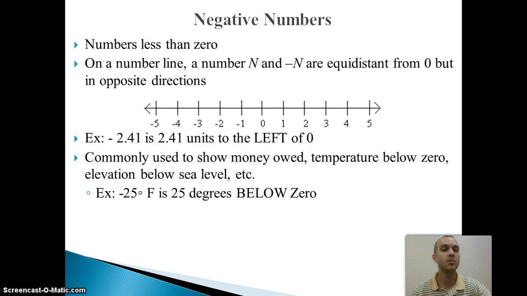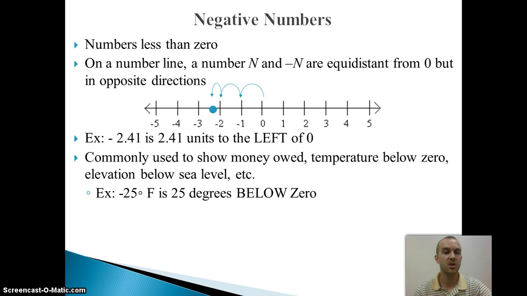Now with negative numbers, these are numbers that are less than 0, and they're equidistant from 0 as their positive value. For example, if I have negative 2 and 41 hundredths, that's 2 and 41 hundredths to the left of 0 instead of to the right. And if I wanted to put that on a number line, I could start at 0 and skip over. I go 1 to the left, 41 hundredths to the left, and there I'd put my point. And if that had been a positive 2 and 41 hundredths, it would have been over in this area, but they'd be equal distance from 0.